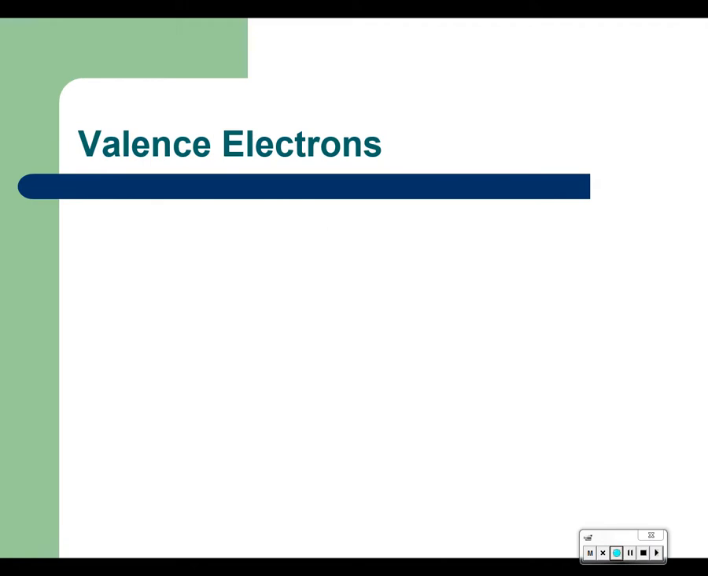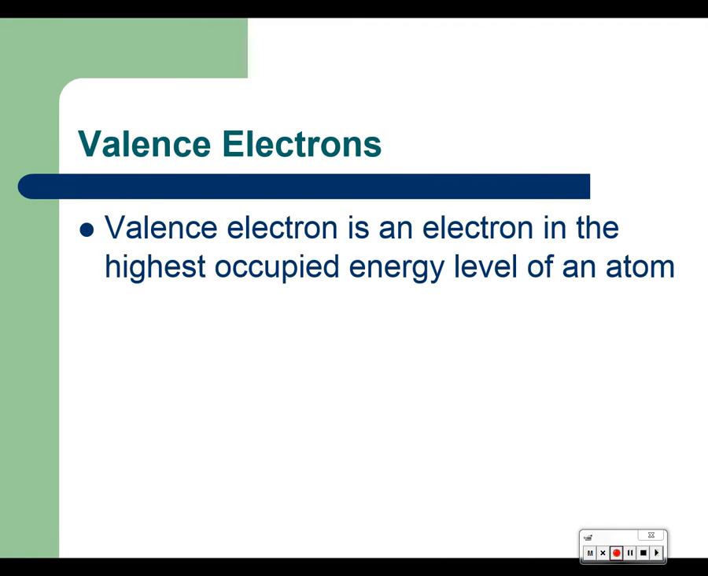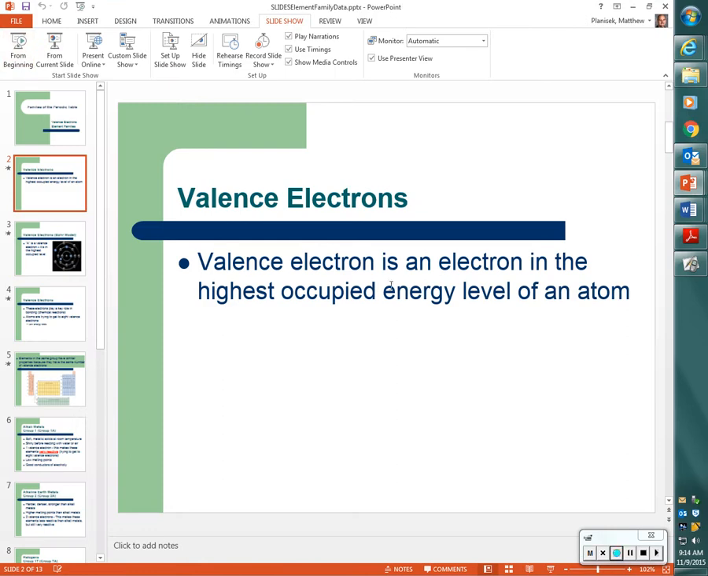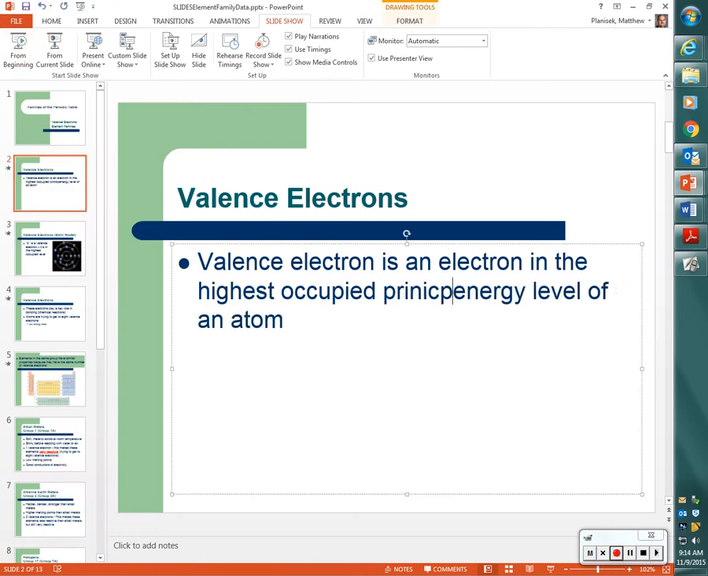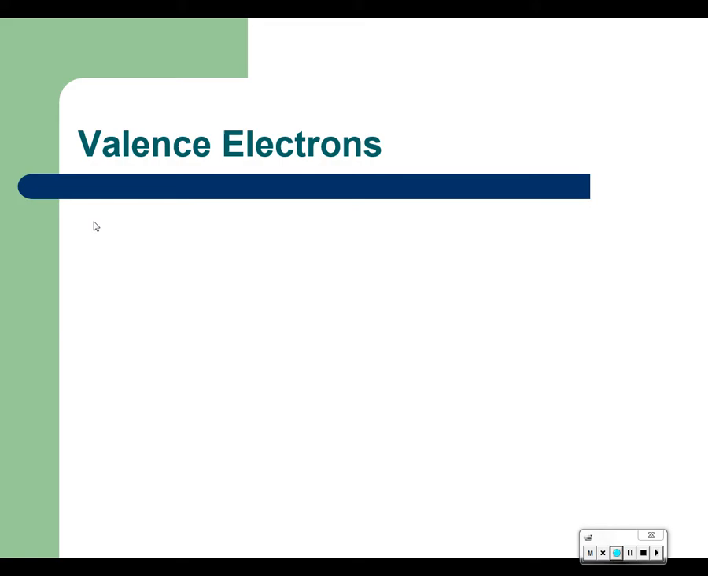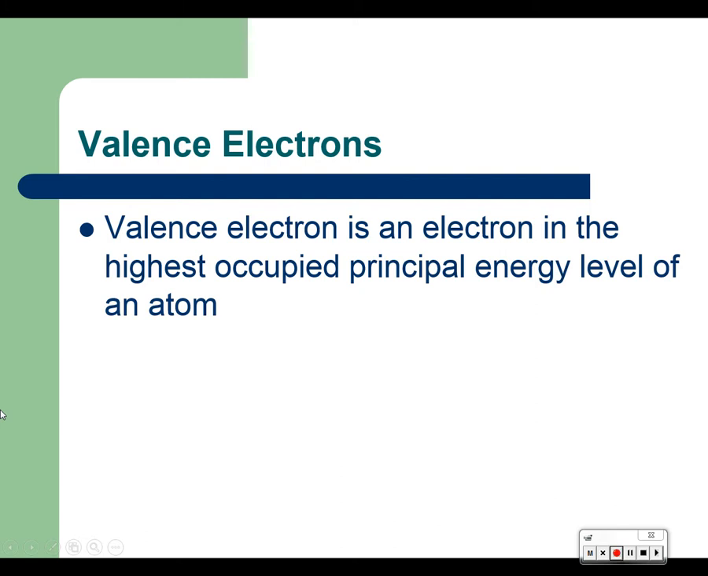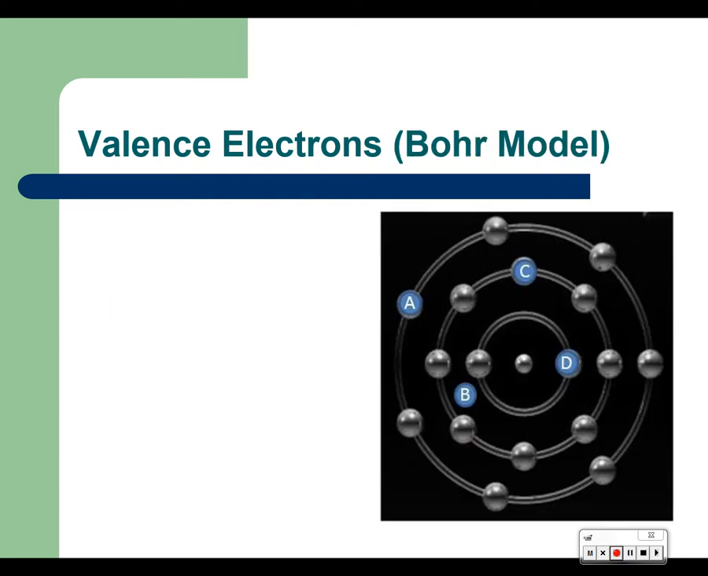All right, so that being said, let's go here. As we just talked about, valence electrons, I just defined them for you a little while ago. Valence electrons are electrons that are in the highest occupied energy level, or, to make this more consistent with what we discussed, highest occupied principal energy level. Okay? Valence electrons are electrons in the highest occupied principal energy level of an atom. Good there? And as we just saw, here's a Bohr model, right? Out of A, B, C, and D, which one's a valence electron?